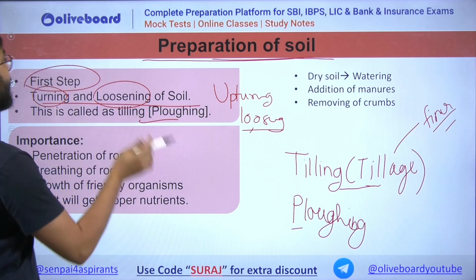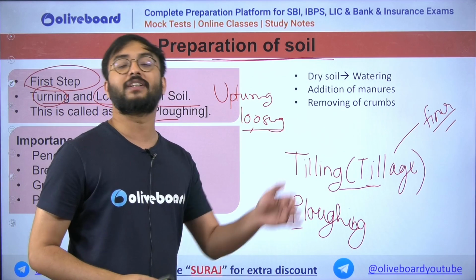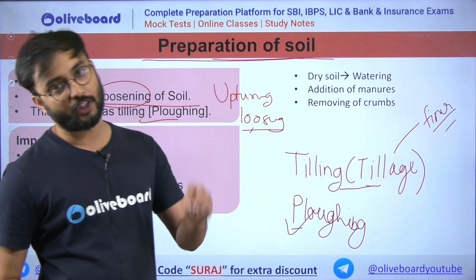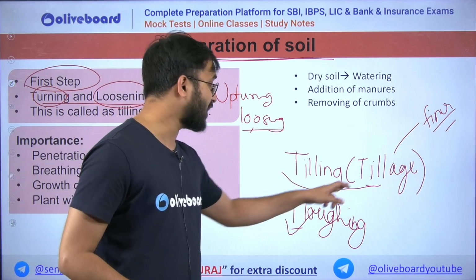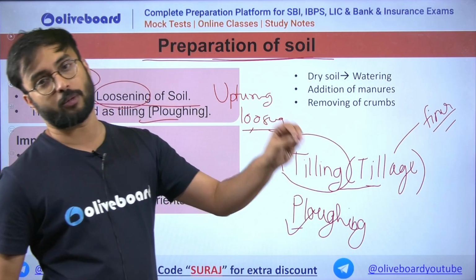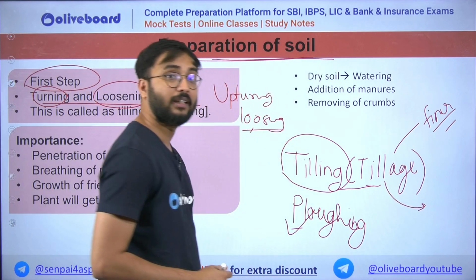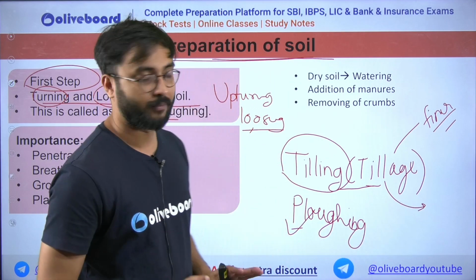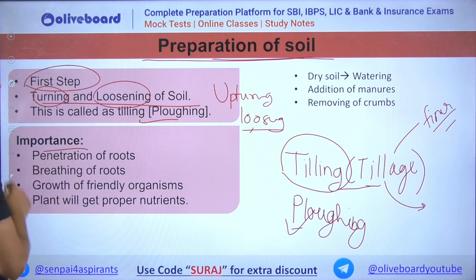Both of these are preparation of soil only, but plowing is more of a digging activity which is done particularly for the plantation of seeds or, of course, sowing practices. Whereas tillage activity is not just for germination or sowing. Tillage activity is more about improving the soil health, soil fertility and even preventing soil erosion. Then why is it important for preparation of soil?